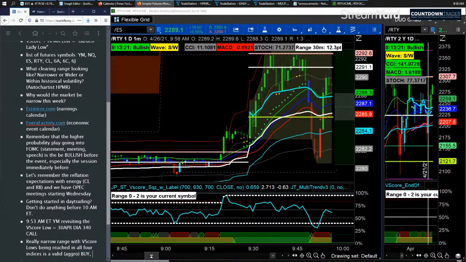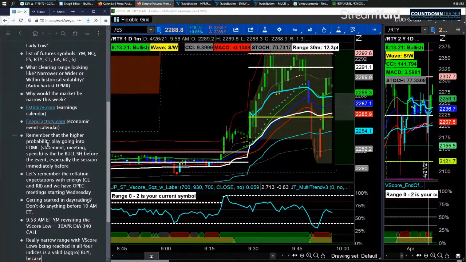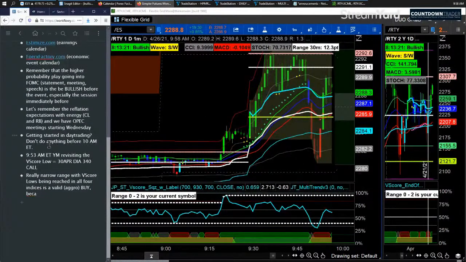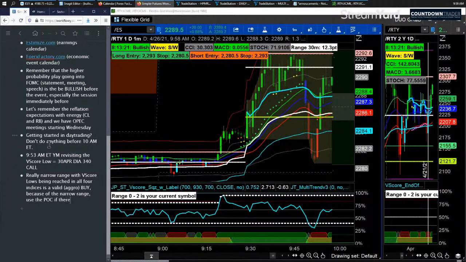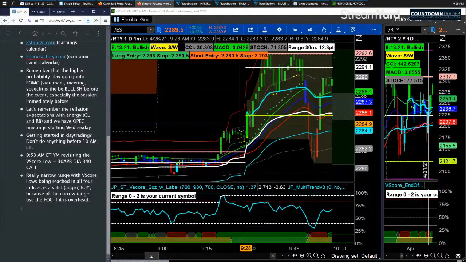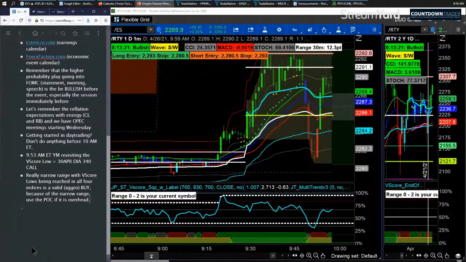I would say because of the narrow range, use the POC, the point of control, if they are overhead. If it is overhead, usually I'll go with the value area high. And that, for example, on the ES, that's the difference between a 2292.5 initial target, scaling out, exit, scaling out, not getting flat, scaling out. If you have 1 unit, you get flat. If you have 2, scale out.